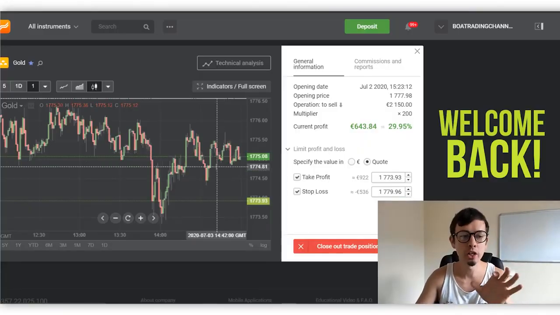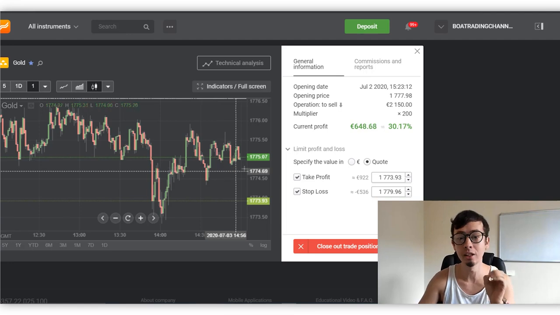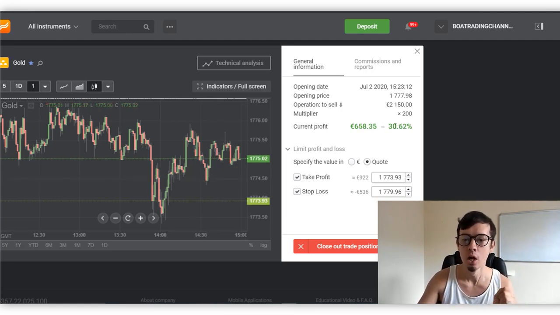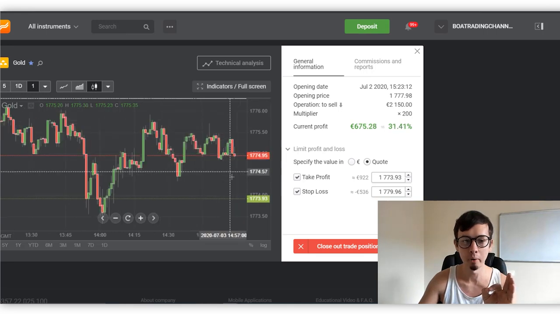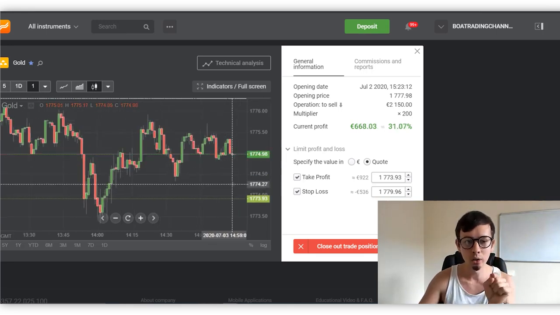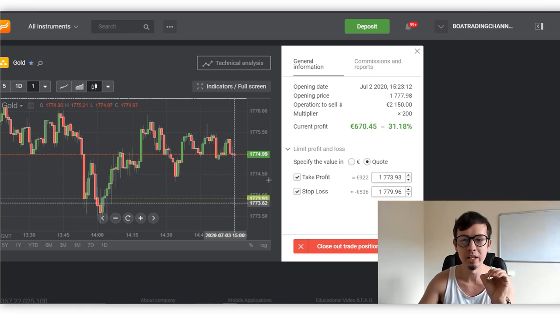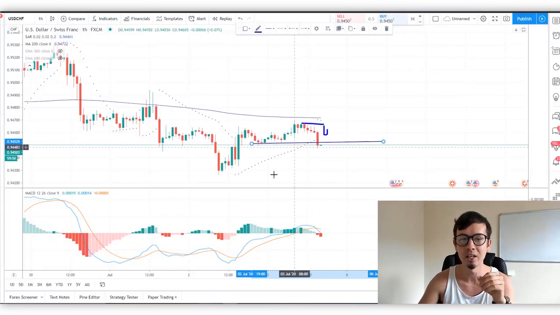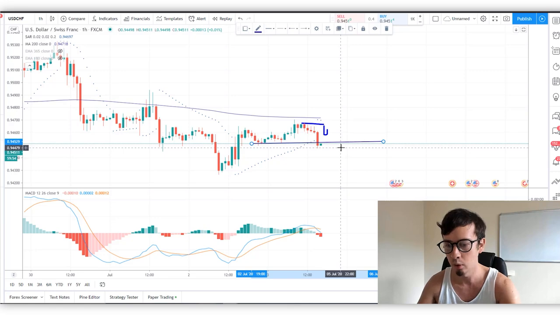So I'm really rushing, I want to close this gold sell trade since yesterday, which is making me around 30% on my investment. Now the price goes down. Why? The gold goes down a little bit because the dollar is experiencing a little bit of bullish momentum, right here.